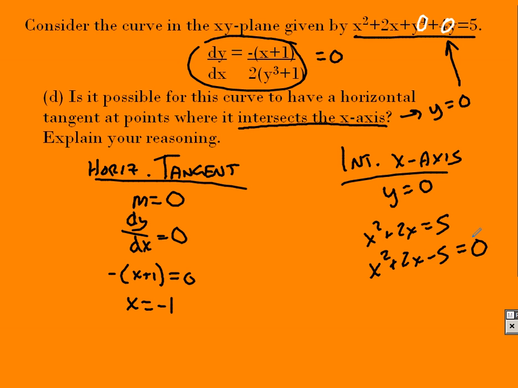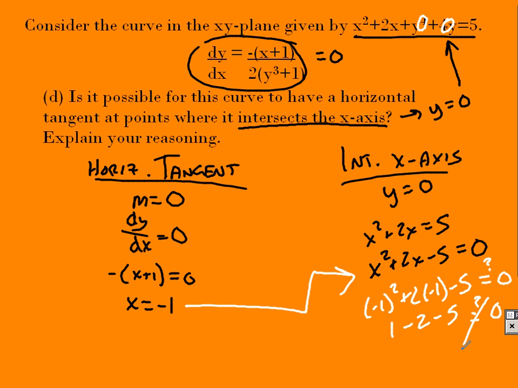Okay? So, if it's the same thing as having a horizontal tangent when it intersects the x-axis, that would mean that if I plugged in negative 1, this would be a true equation. And if I did that, it would be negative 1 squared plus 2 times negative 1 minus 5. Does it equal 0? That's 1 minus 2 minus 5. Does it equal 0? No, it does not. So the final answer is no, it's not possible, and your reasoning is just your work, that it can only happen at one point, and it doesn't cross the x-axis. So that's how you do that one.